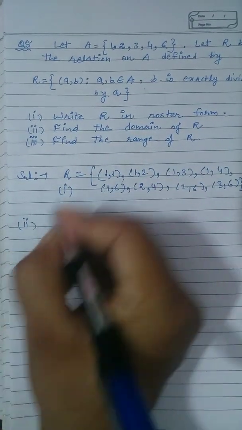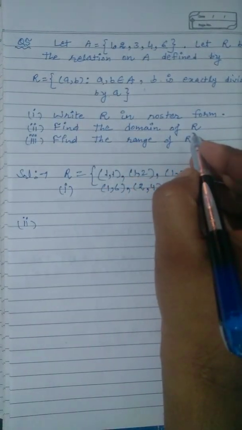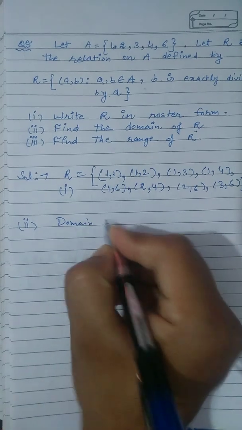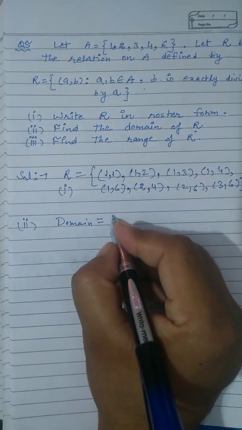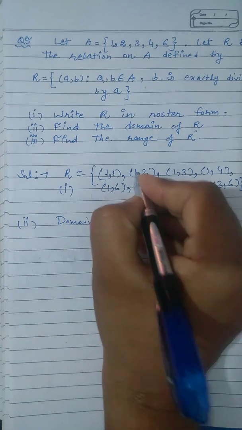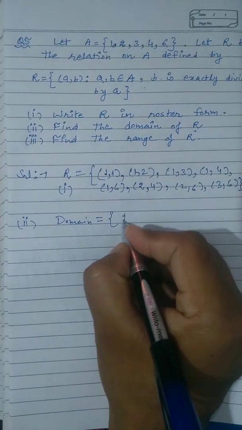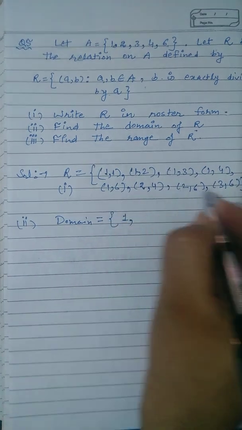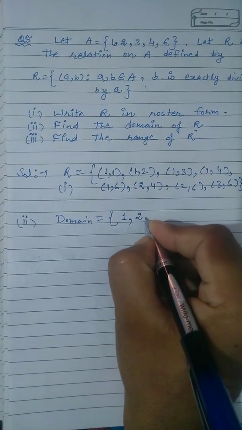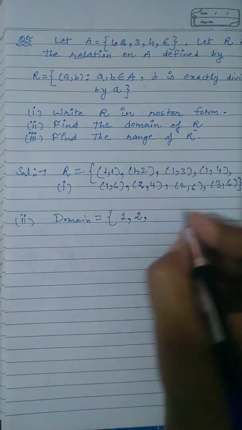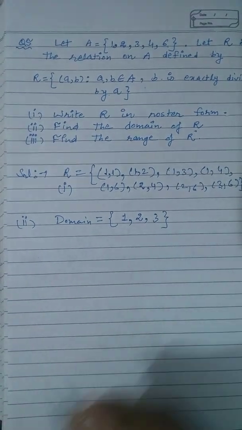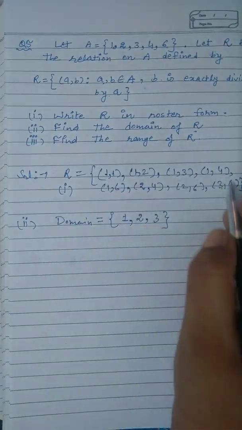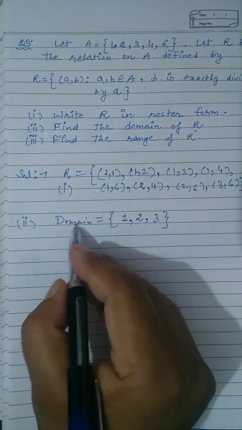Second part is find the domain of R. What is domain? Domain means the collection of all first elements: 1, 1, 1, 1, writing only one time, 1. Next is 2, 2 is 2 times, writing 1 time. Next is 3. So this collection of first elements of the ordered pairs of R is called domain.